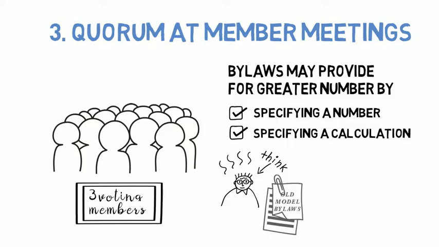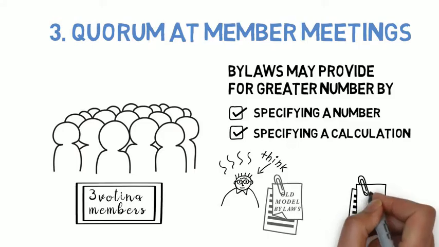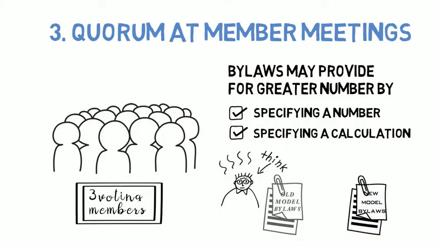There's some question as to whether the mechanism of members determining a greater quorum at a general meeting is permitted by the language of the new Act that talks about specifying a number or a calculation. As an alternative, you may want to go with an approach such as that in the new model bylaws, which provides for a quorum of 3 voting members or 10% of voting members, whichever is greater.